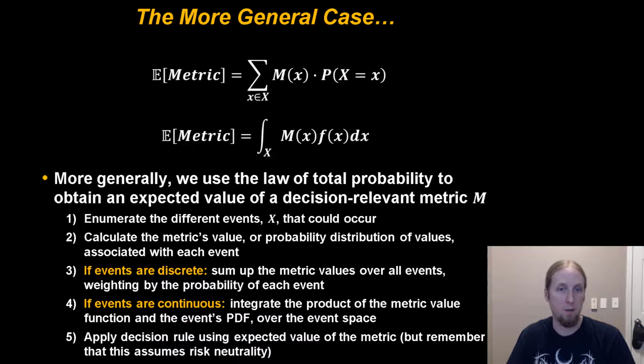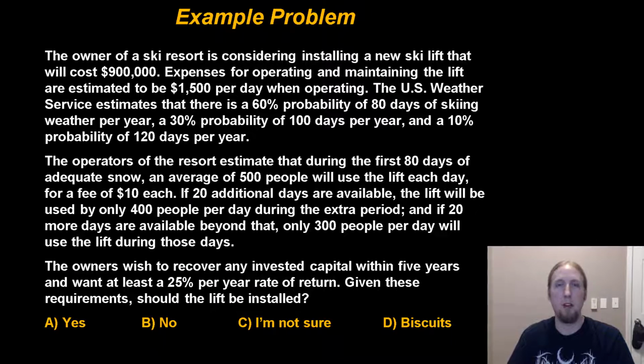and then apply the decision rule using the expected value of that metric if we are in a risk-neutral situation. Here's an example problem where you can test your understanding of these concepts. Take a few minutes, read over the problem, and try and actually work it out for yourself. You can either do this one on pen and paper, or you could build a little spreadsheet model for it. I'll show you how I would tackle it in Excel, but first, try and do it yourself.